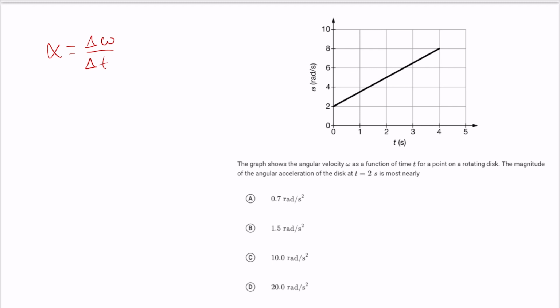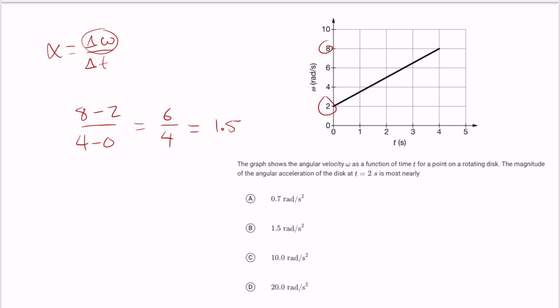So I'm going to say 8 minus 2. We're taking the angular velocity up top, 8 minus 2, and I chose 8 minus 2 because those are my top and bottom points. And I'm going to put that over the times that coincide with them, 4 minus 0. All right. So that's going to give me 6 over 4, which should simplify to about 1.5.